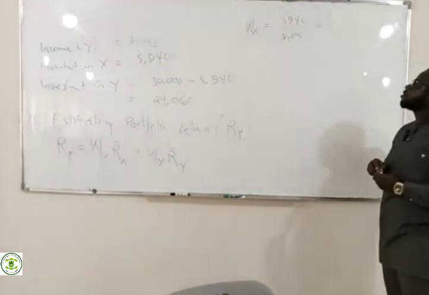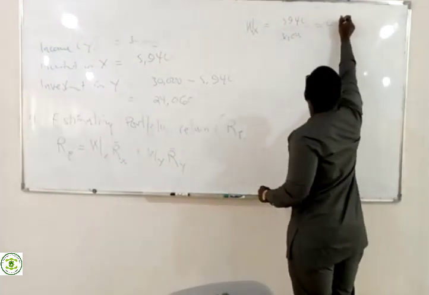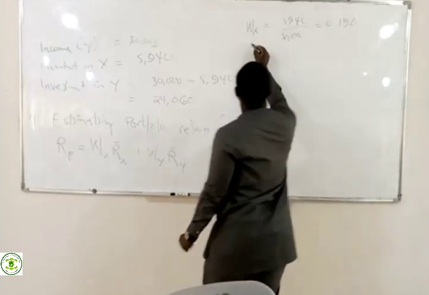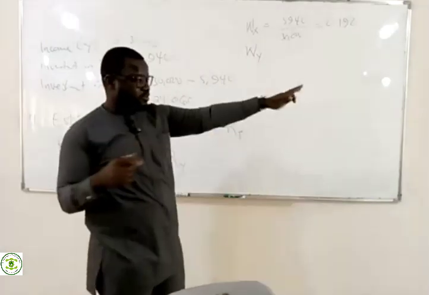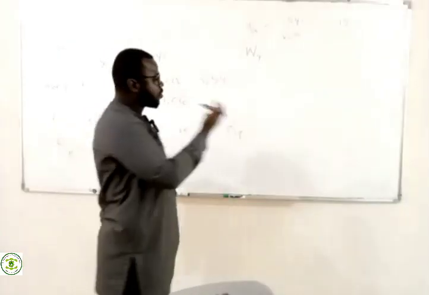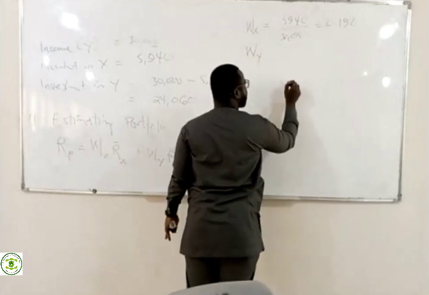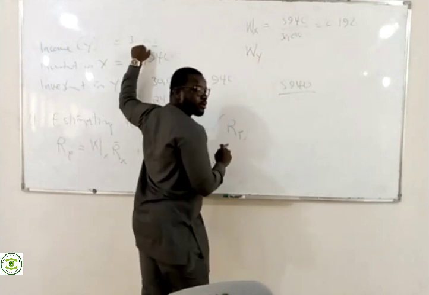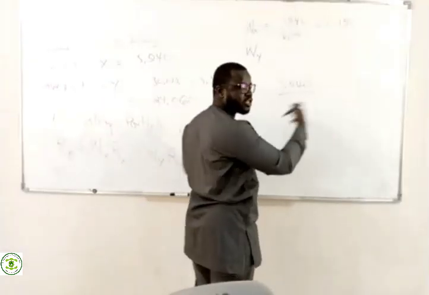What will we get? 5, 9, 0.198. Excellent. And then Y. So you remember in this typical case, the amount invested in X will be 5,940 all over, not this one in the assignment, but the solution after deducting the expenditures.